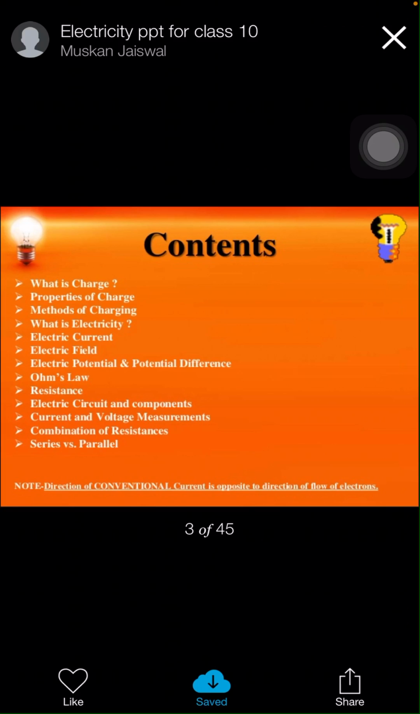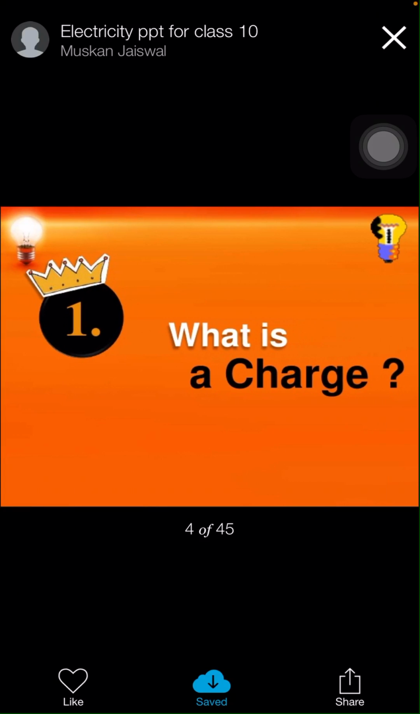Children, in this chapter we are going to learn about charge, properties of charge, methods of charging, and electricity, electric current, electric field, electric potential, and potential difference. Children, what is charge?